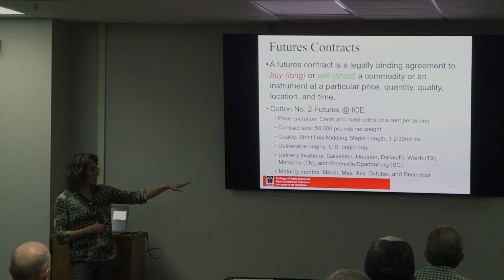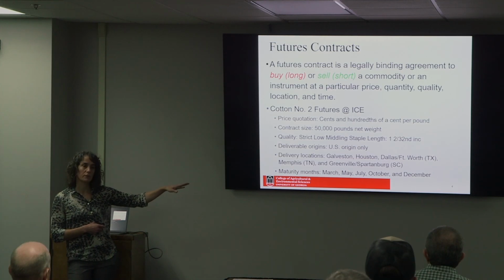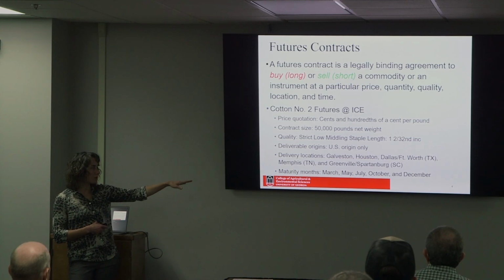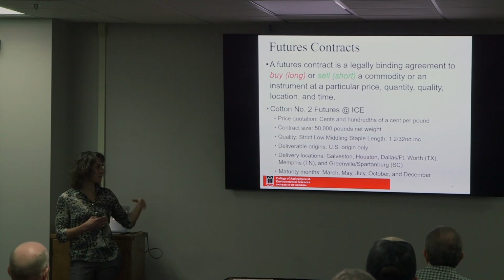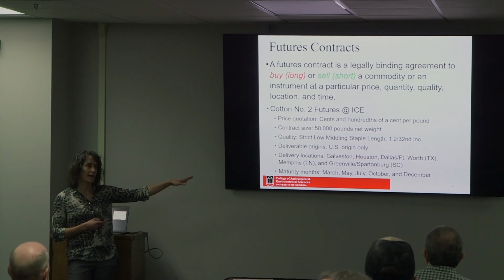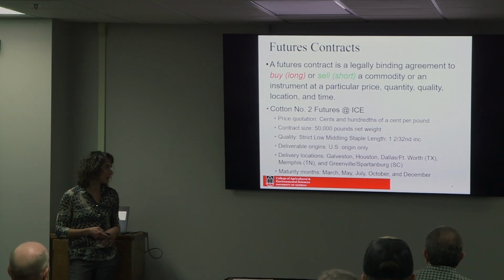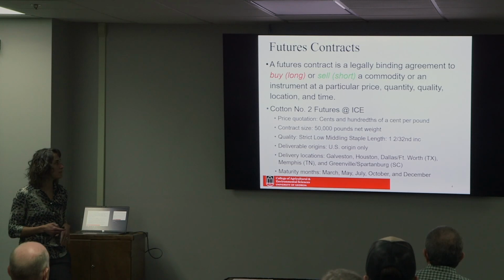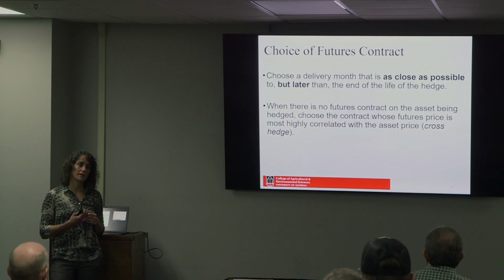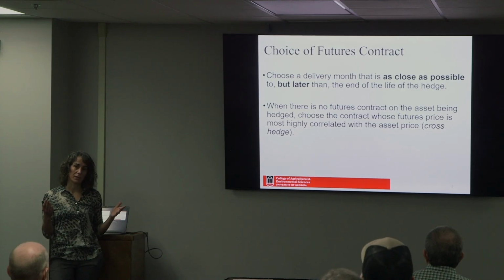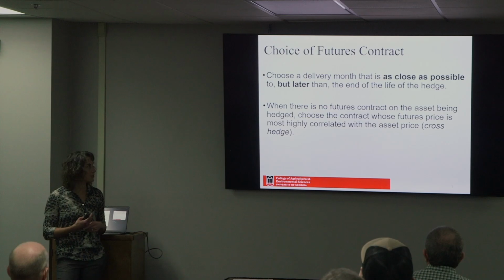And we do have a couple of different maturity months: March, May, July, October, and December. These indicate when the contract ends trading. The intention is that physical delivery can happen after that, in May, July, October, and December. So when we are facing this many different maturity months, which one do we choose to hedge our price risk?